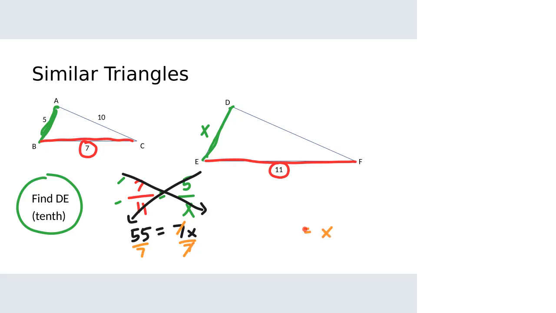And 55 divided by 7 is 7.8571. That keeps going, and I'm supposed to round to the nearest tenth. So we'll find the tenths place, one space past the decimal. That's a 5, so we're going to round up to 7.9.